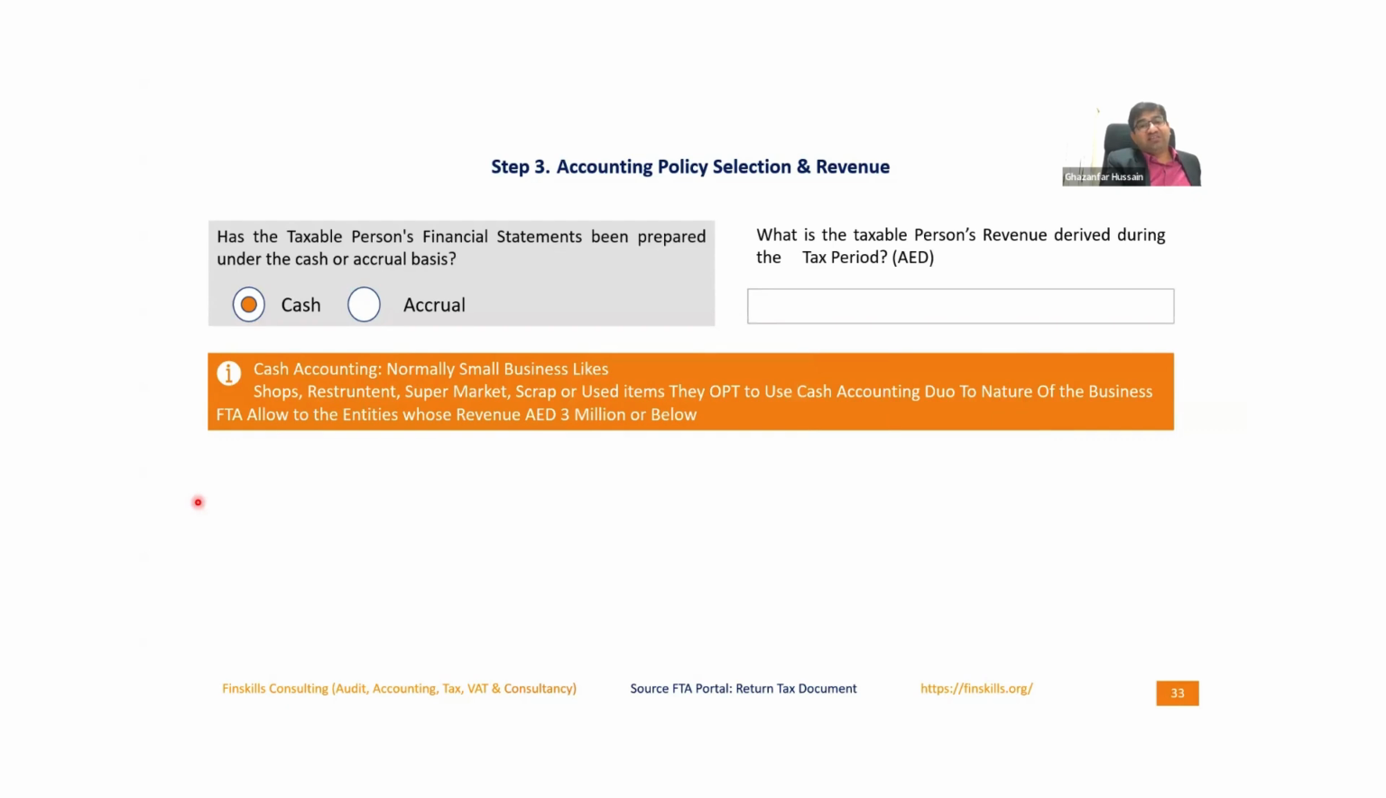Which industries normally use cash basis accounting and find it suitable? Just for example, for understanding, I added some here: small shops, restaurants, supermarkets, bakalas. We are very commonly familiar with bakalas. Not only small supermarkets, because there are also big supermarkets like Carrefour and Lulu, the big names and big malls in the UAE, but we are talking about the small supermarket.